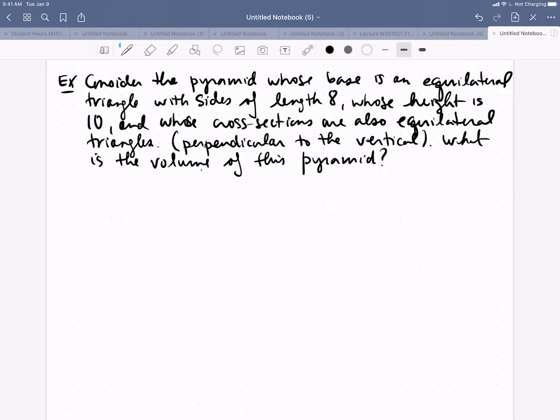Consider the pyramid whose base is an equilateral triangle with sides of length 8, whose height is 10, and whose cross-sections are also equilateral triangles, perpendicular to the vertical. What is the volume of this pyramid?